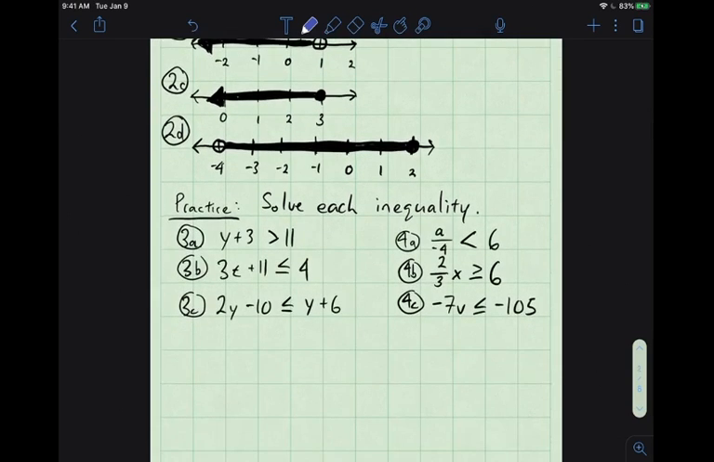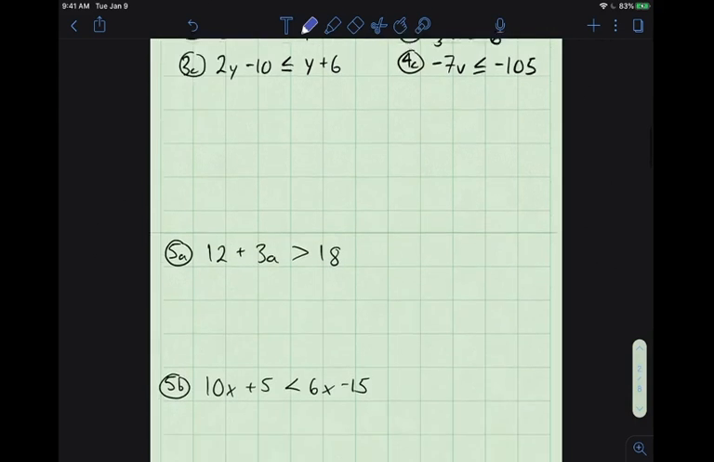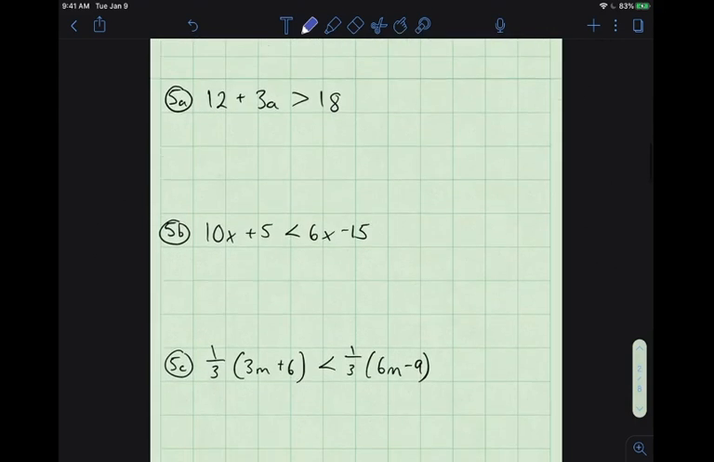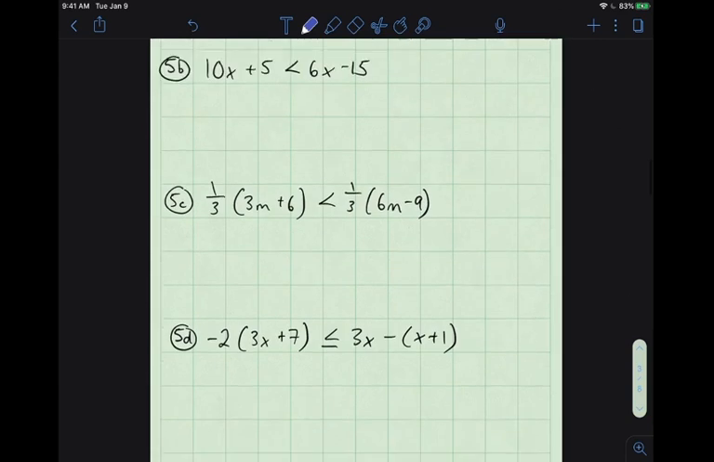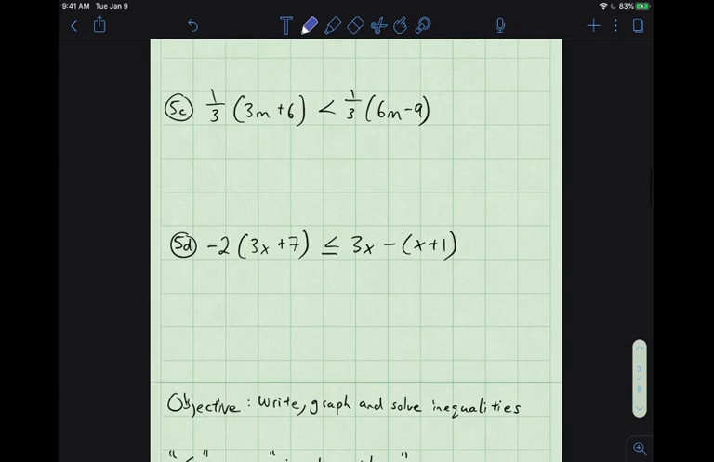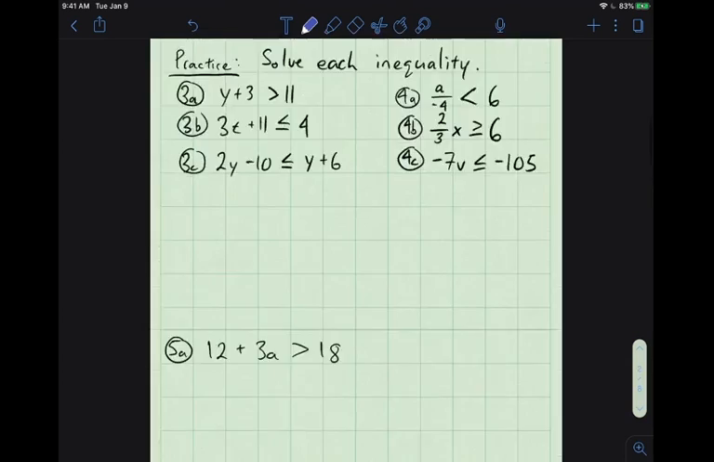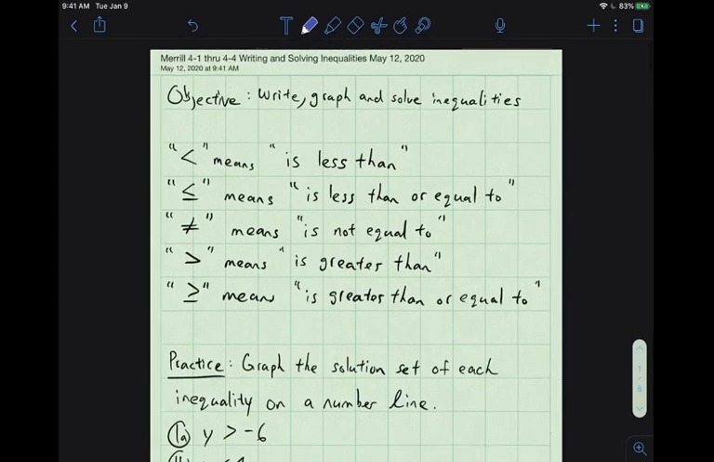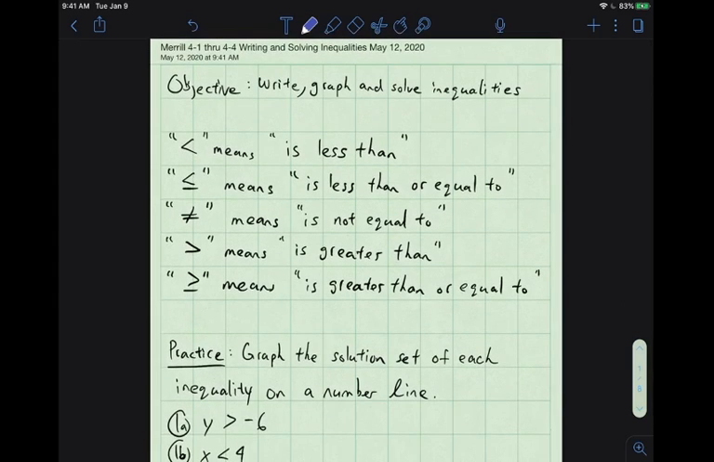You're going to do a bunch of solving afterwards, starting with these 6 problems. Then you have a little bit more solving as they get a bit more complicated. Alright, so you can work on those. First I have some notes for you.